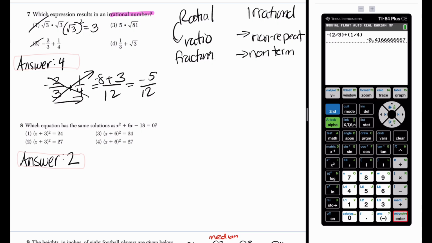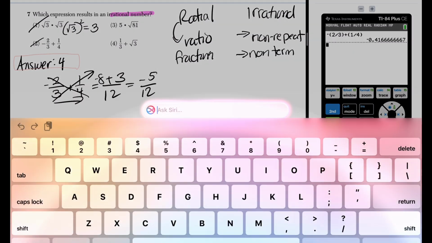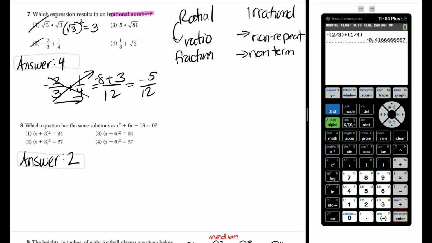For number 3, 5 times square root 81, I can simplify the square root. I can simplify the square root of 81 as 9, so 5 times 9 is 45. And obviously, through that process of elimination, we're going to get to 4. Why is it an irrational number?